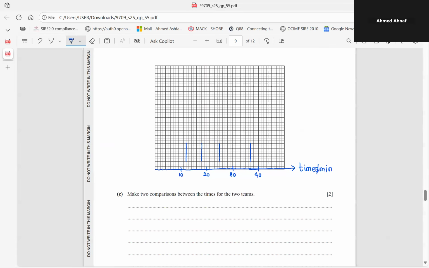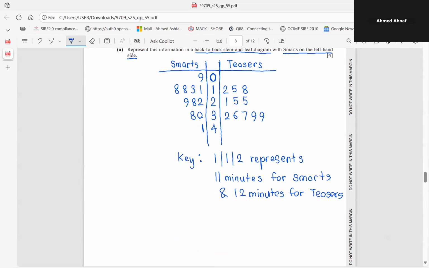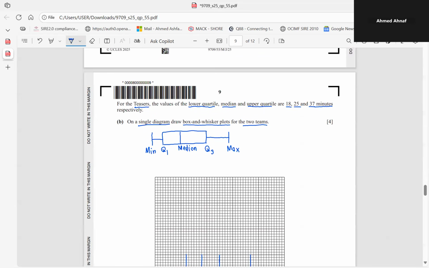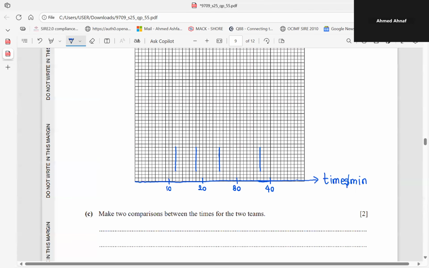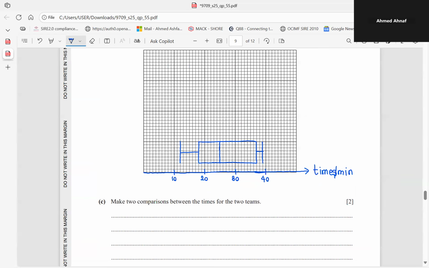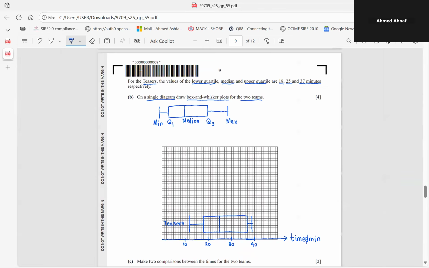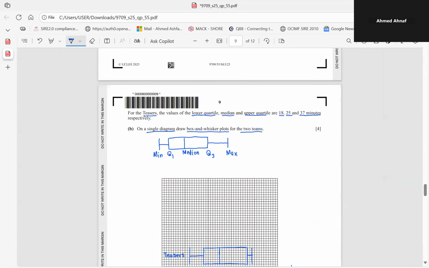Okay, and then finally, the maximum value would be 39 for them. 39 is somewhere here. Okay, so let's draw a line connecting that. Let's draw the box. And finally the line again. So this is teasers. All right, and then let's draw one for the smarts.